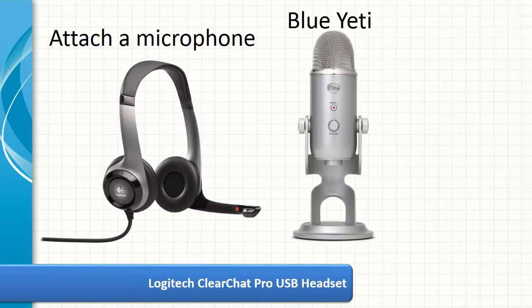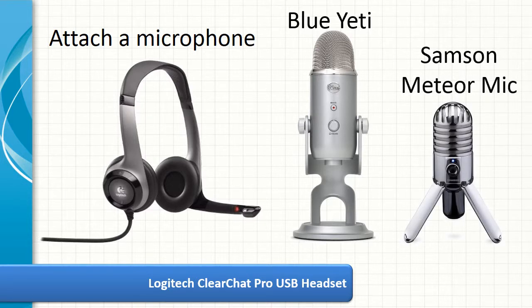A very good mic is the Blue Yeti. Blue is the name of the company, Yeti is the name of the mic. It's also a USB mic. That costs about $130, but you'll notice a difference in sound quality if you pay it. Another mic we've had good success with is the Samson Meteor mic, and that costs around $100.